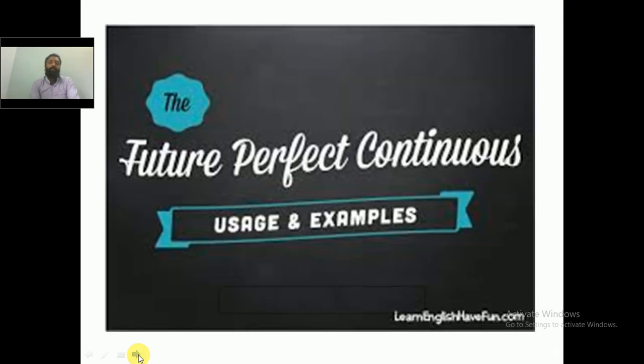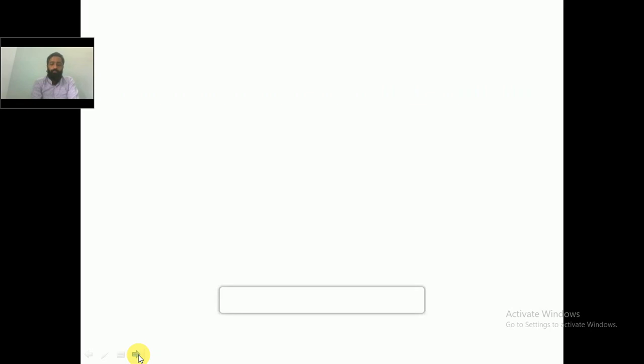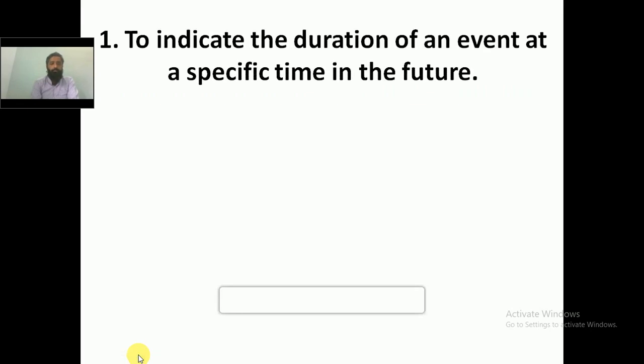Now next we have future perfect continuous tense. When and where to use future perfect continuous tense. Let's go through the usages. To indicate the duration of an event at a specific time in future. Once again, to denote the duration of an event. It means the duration of a particular event or action at a specific time in the future.